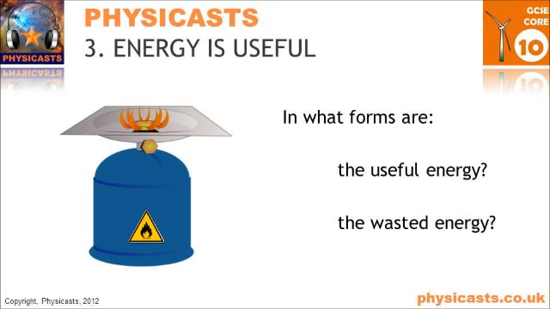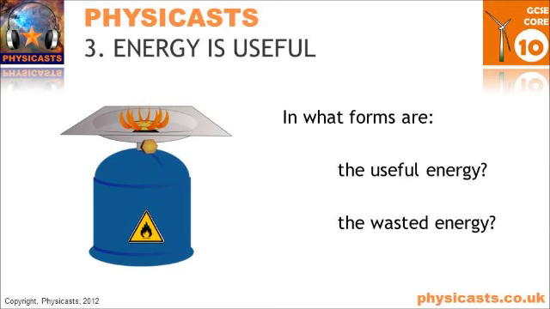Number 3, the gas cooker. In this case, the useful energy is heat because we want to be able to cook our food by using thermal energy. Wasted energy is in two forms. The first one is also heat, because not all of the energy from the burning of the gas actually goes into cooking the food. Some of it will go to the surroundings. As you put your hand near a cooker, you'll feel the heat coming off it, so not all of that is used to cook the food.